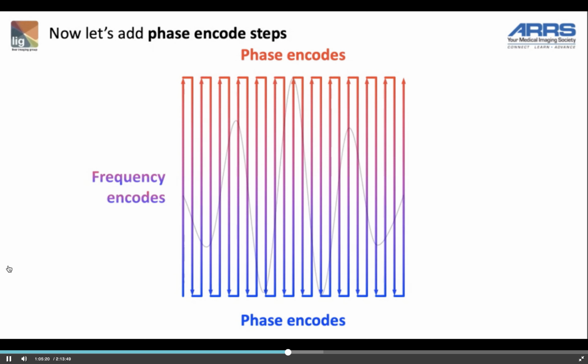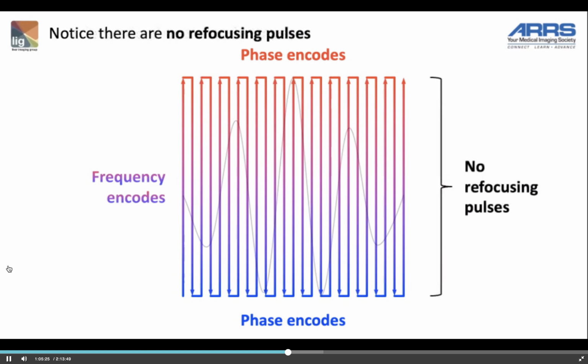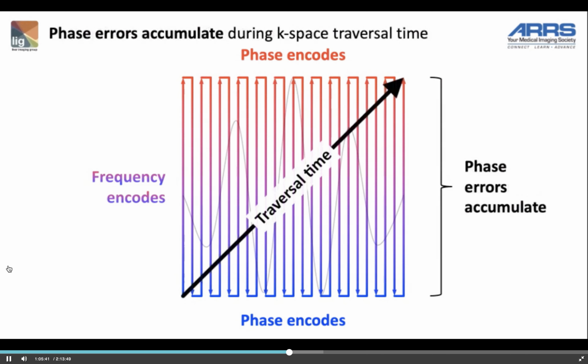So what's the problem here? Well, the potential problem is that you'll notice that there are no refocusing pulses. We are doing a lot of phase encoding, and each phase encode imparts phase information and also potentially phase error, but there are no refocusing pulses to correct those phase errors. So as we sample through k-space, as we go from the first point in k-space to the last point in k-space, this takes a certain amount of time, the k-space traversal time.